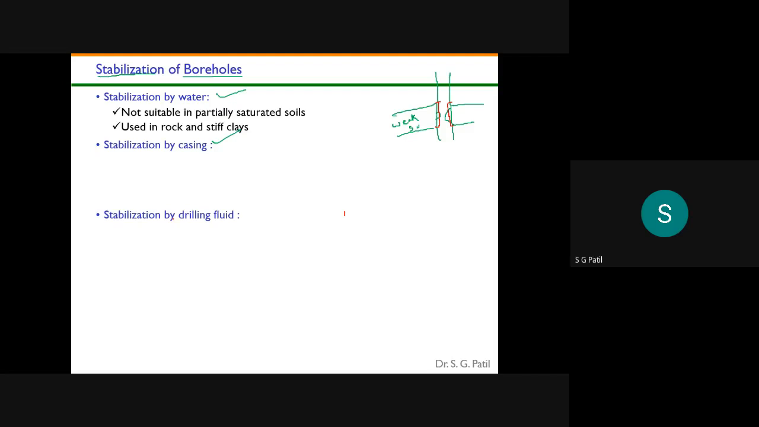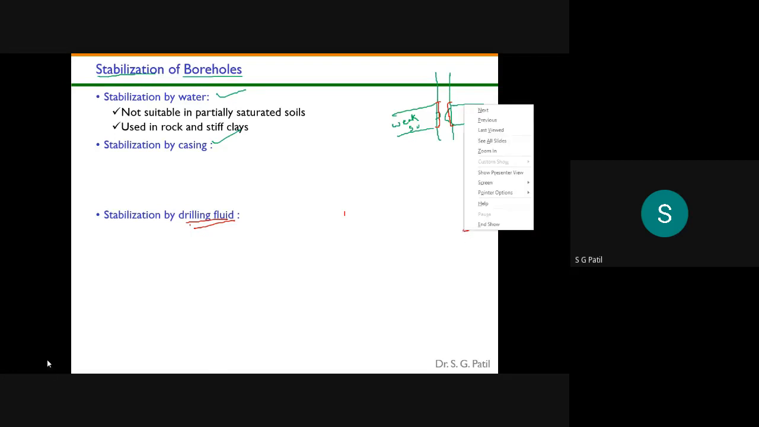And what is the third method? You can use some drilling fluid. What is the drilling fluid? Drilling fluid is like some water along with some bentonite slurry, because once you mix the water and bentonite slurry, its unit weight will increase. What is the unit weight of water? The unit weight of water is 1 gram per cm cube. But once you mix the bentonite slurry with water, its unit weight will increase, and then the pressure applied on the ground also will increase. I will show it through this figure.